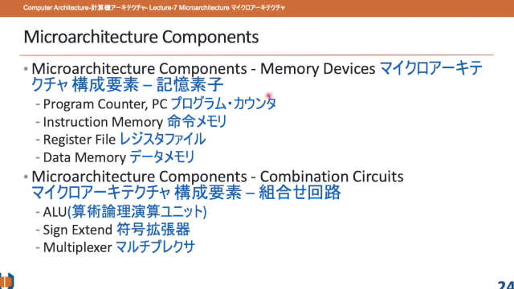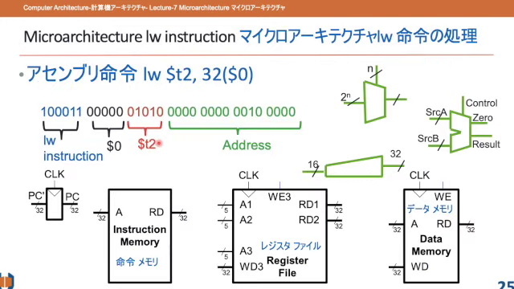So as you know, we have the memory elements and the combinational part. In the memory elements, in this class we will discuss the program counter in detail, the instruction memory, register file, and data memory. On the other hand, in the combinational part, we will study the arithmetic logic unit, sign extension unit, and the multiplexer. These are the combinational parts, and these are the memories. Well, let's move to the details.